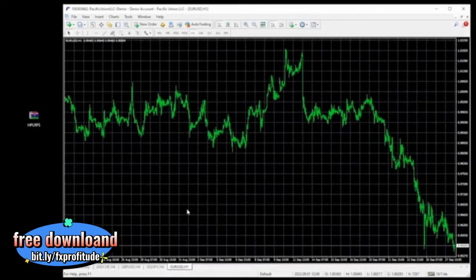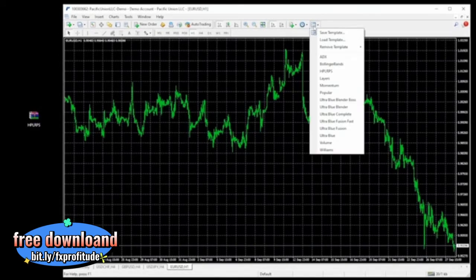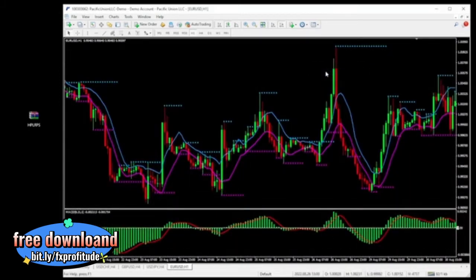Now I'm going to reopen that platform that I had closed. And from here, I'm going to go to my templates and we're going to see we have the HPLRPS template. I'm going to click this and there we go. We've got the system installed and on our chart.